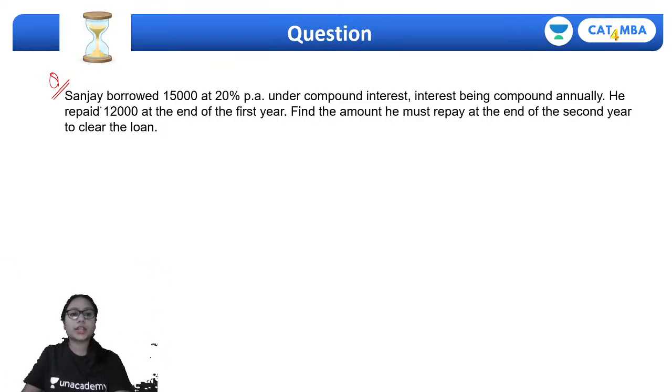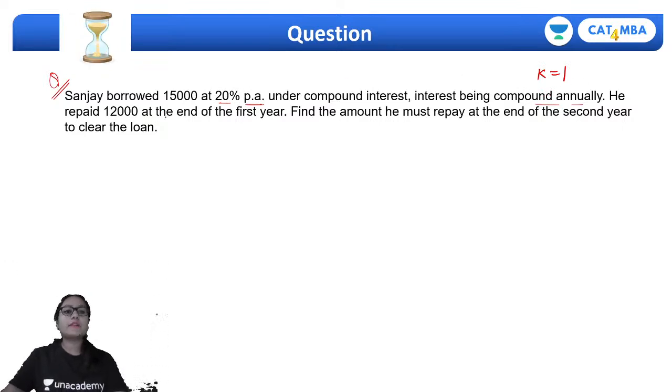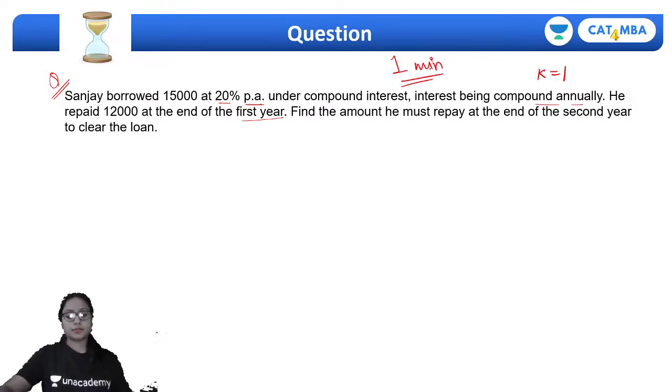Okay, so let us read the question together. Let us try to understand it first. Sanjay borrowed 15,000 at 20% per annum under compound interest. Interest being compounded annually, hence the value of K is 1. He repaid 12,000 at the end of first year. Find the amount he must repay at the end of second year to clear the loan. Here we have to calculate the amount of first year, then the amount of second year. I'm giving you 1 minute to solve this question. Please solve this question and then we'll discuss this.